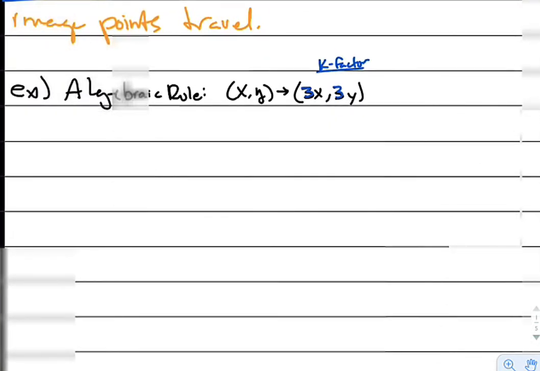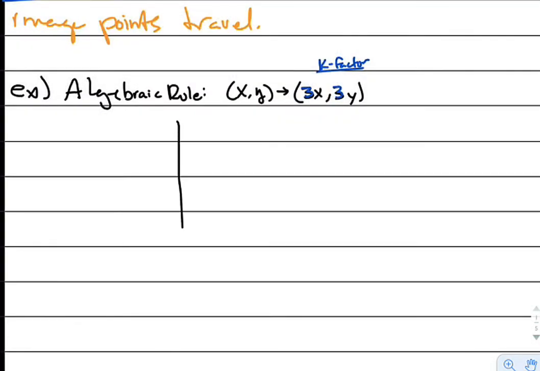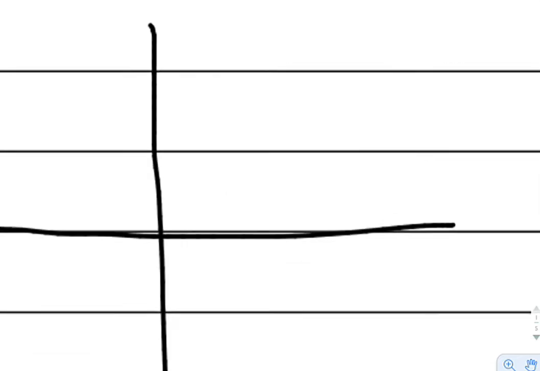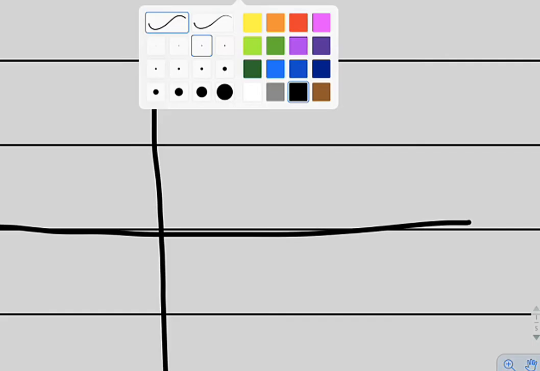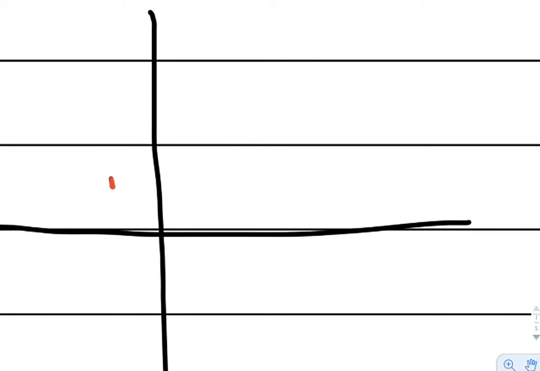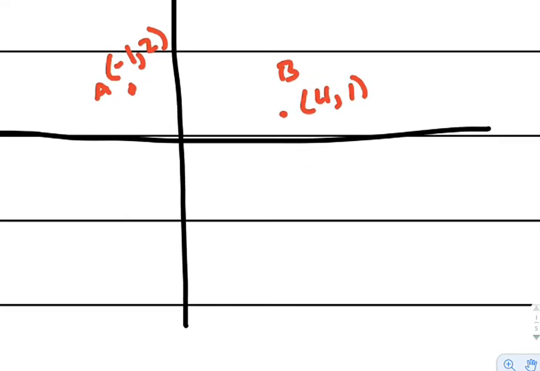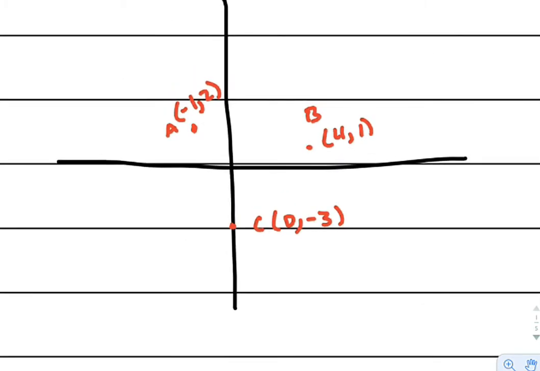So let's say the thing I'm trying to transform on this grid has some coordinates, and I won't go crazy here. I'll just pick 3, and I'm not going to even grid it in. I'm just going to take a guess of where they'd be. So let's say A is at -1, 2. Let's say B is at 4, 1, and let's say C is at 0, -3. Okay, so I have this nice little triangle here.